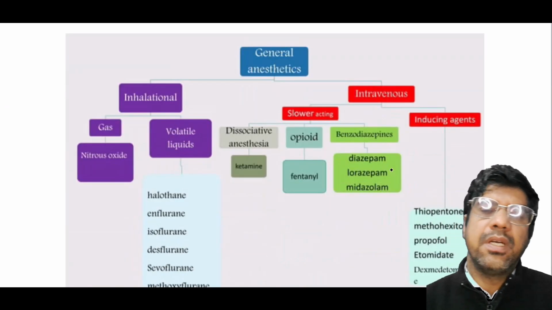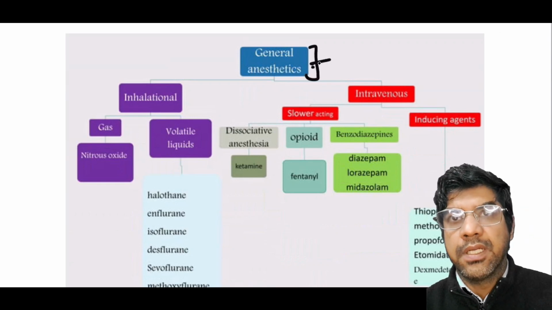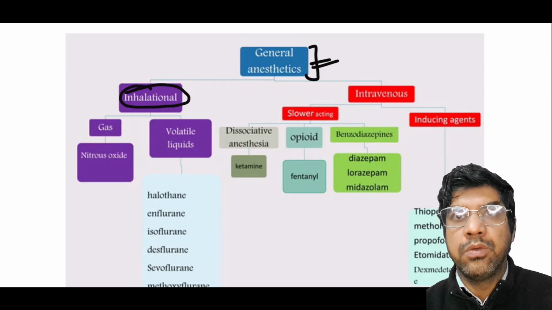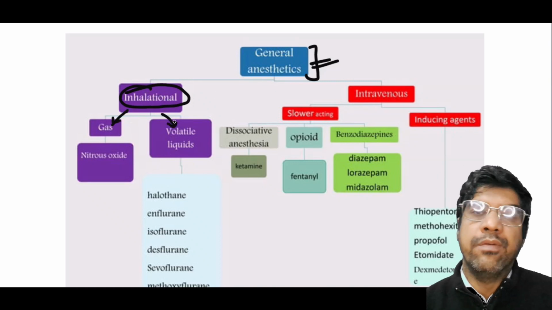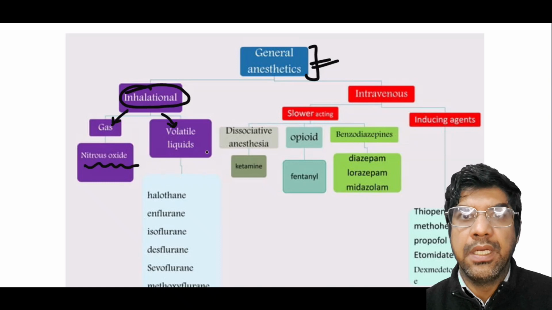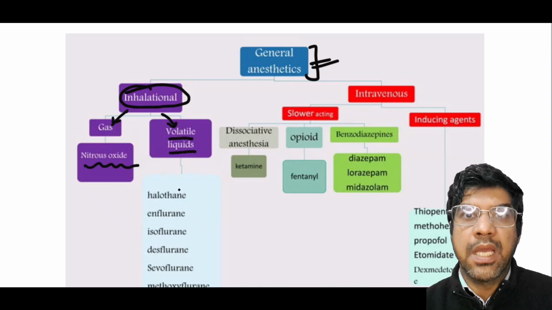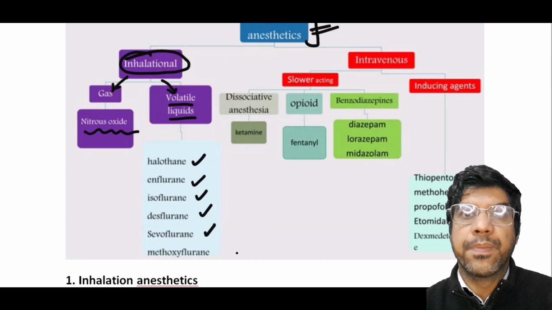Now let us discuss the various general anesthetic agents. What are those? They could be given by inhalation route, either in gas form or in volatile liquid form. The example of the gas form is nitrous oxide, and the volatile liquids can be halothane, enflurane, isoflurane, desflurane, sevoflurane, and methoxyflurane.